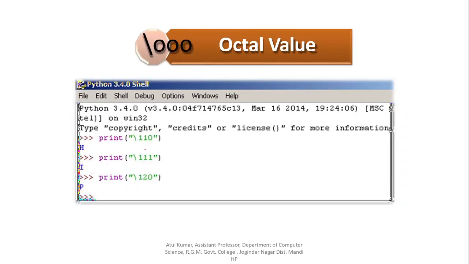Similarly we have an octal value, and to print an octal value, just simply start with a backslash and then write the octal number 110, then it will print your octal equivalent or ASCII value. Thanks for watching this video lecture.